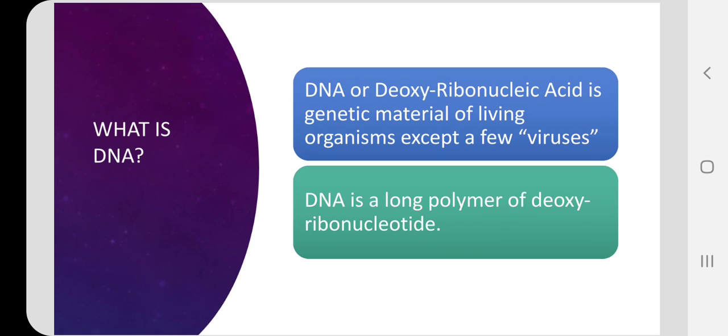DNA is deoxyribonucleic acid, and it is the genetic material of most of the living organisms, except a few viruses which have RNA as a genetic material. DNA is a long polymer of deoxyribonucleotide. So let us first understand what is deoxyribonucleotide.